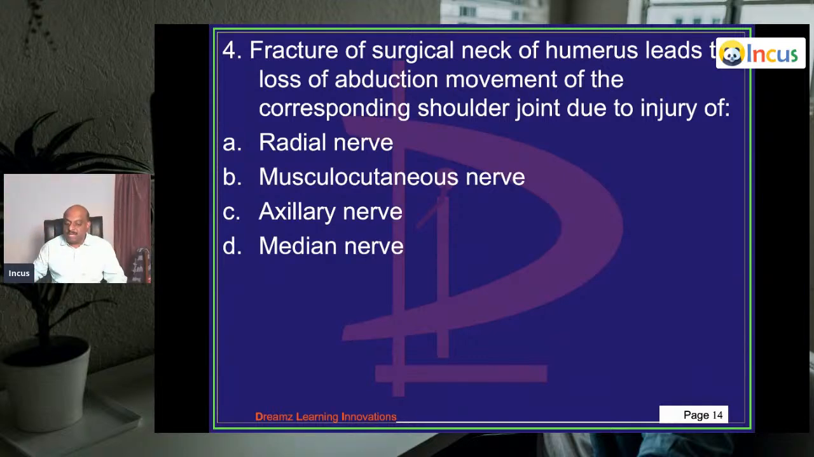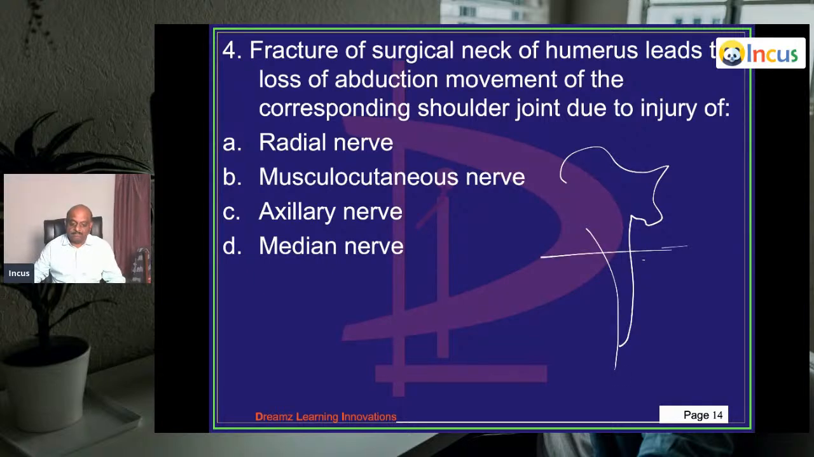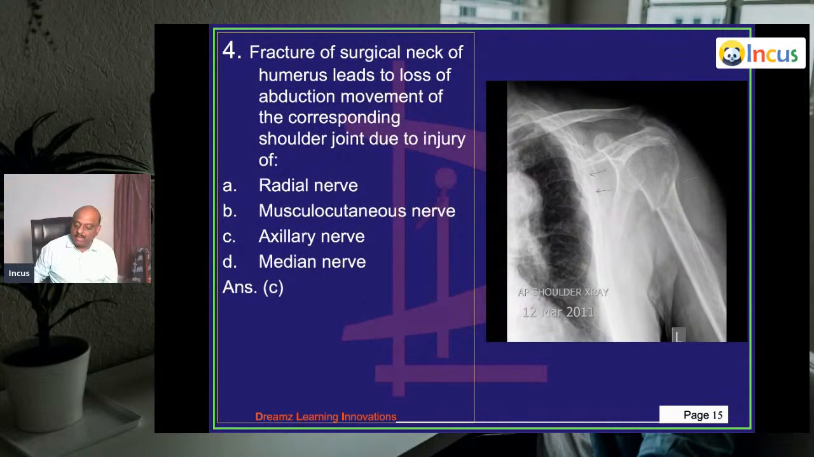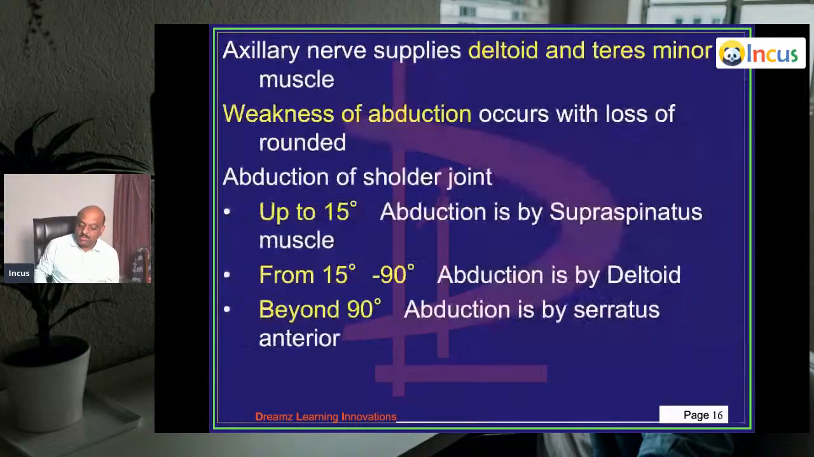Whenever there is any fracture of the surgical neck of the humerus, what does it lead to? It leads to the loss of abduction. Why? It is the axillary nerve injury. Whenever there is any surgical neck of the humerus injury, it leads to loss of abduction, is what you need to remember. So what are the muscles supplied by the axillary nerve, doc? Deltoid and teres minor.